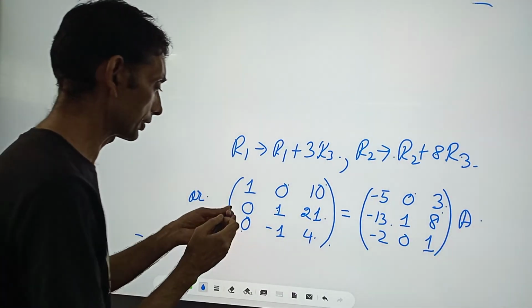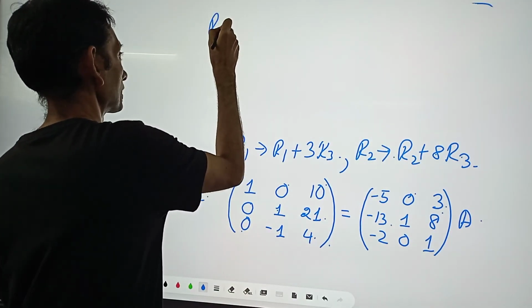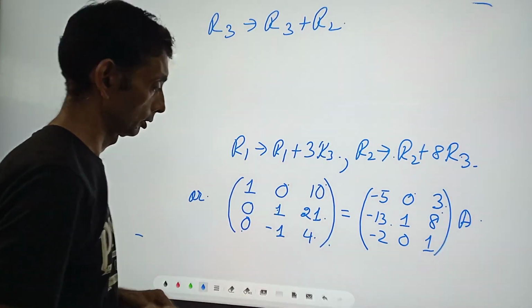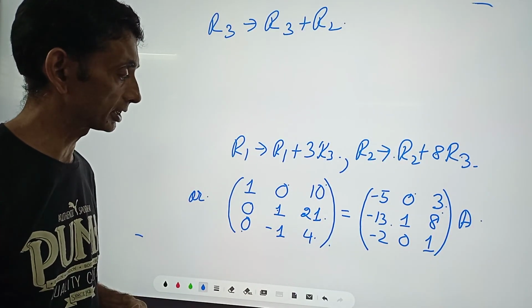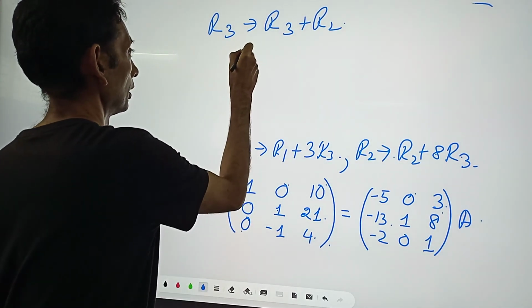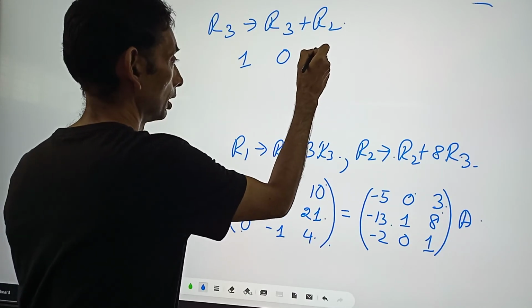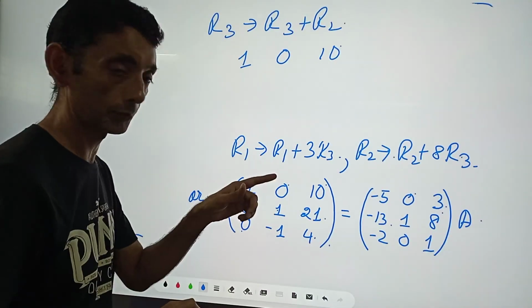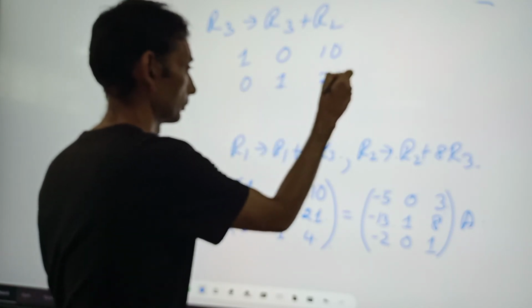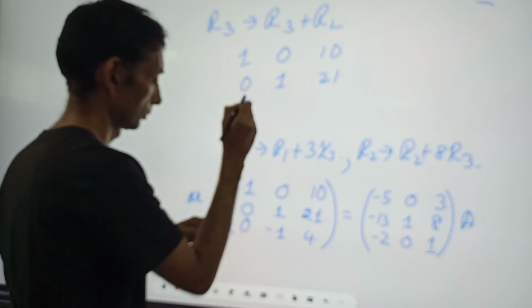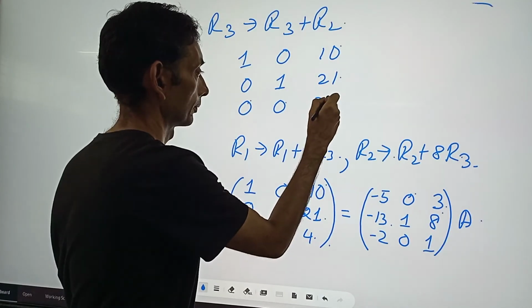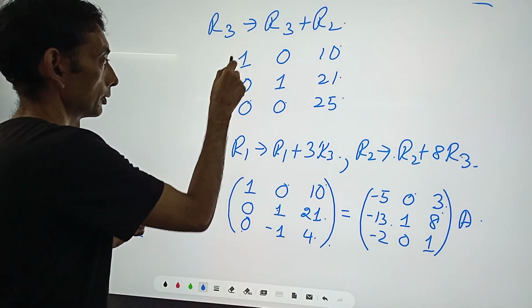Okay, we'll just change R3. First of all, let us make the change R3. So we'll just add R3 plus R2. Okay, first we'll make this change, right? Thereafter we'll decide. So this is 1, 0, 10, and there is no change for the first row. Second row, 0, 1, 21. Okay, so and 0, and this will be 0. If we are adding 21 plus 4, this will be 25.